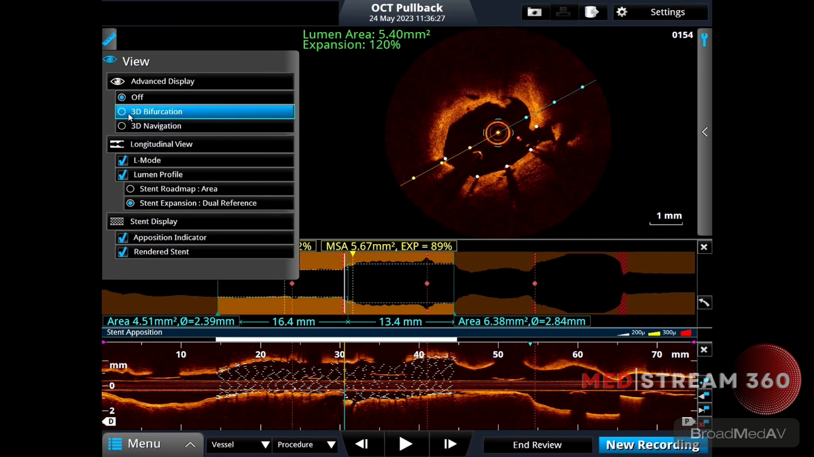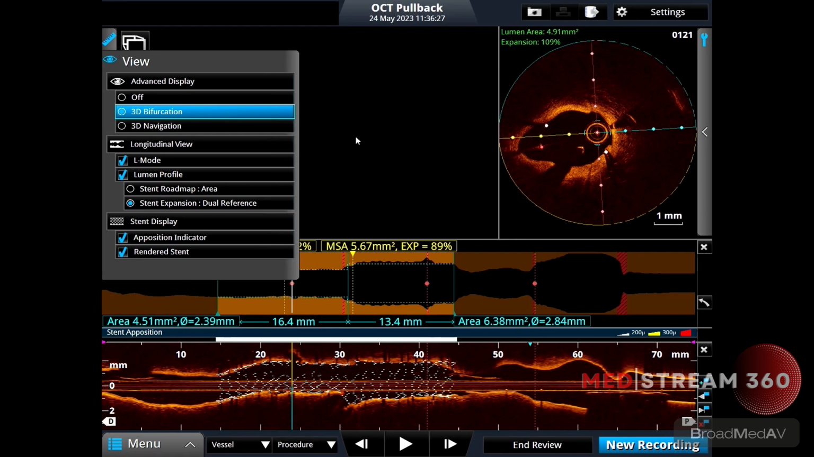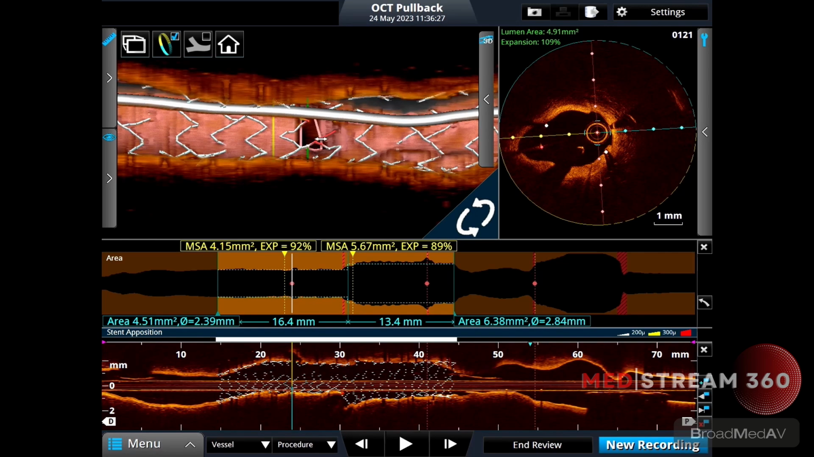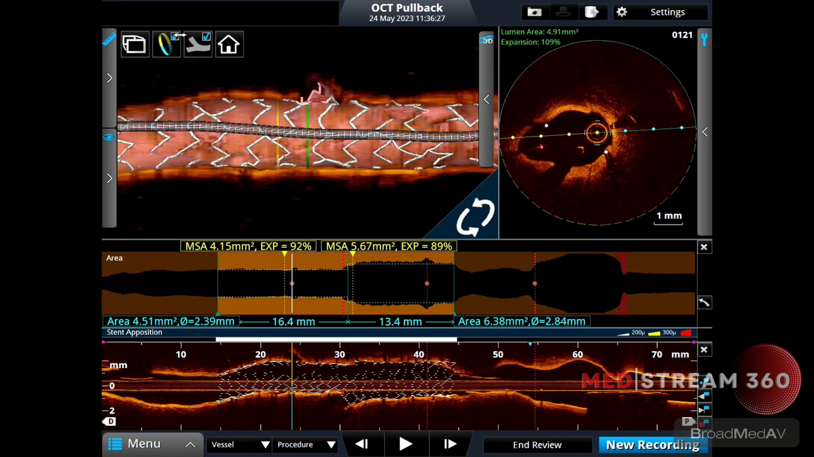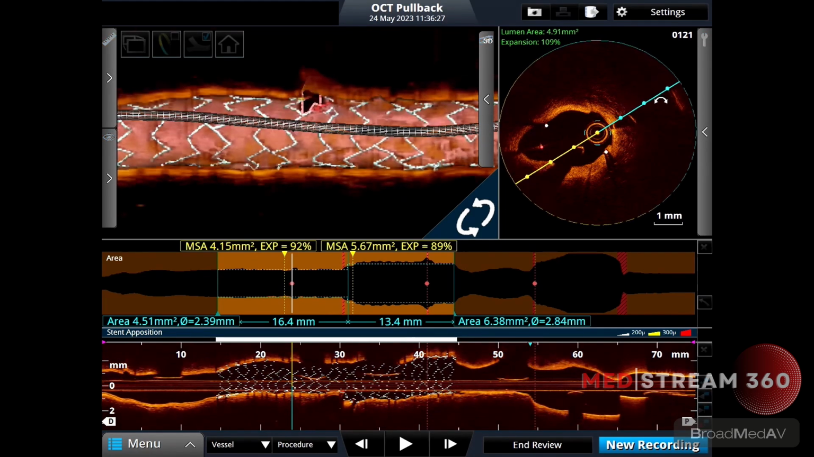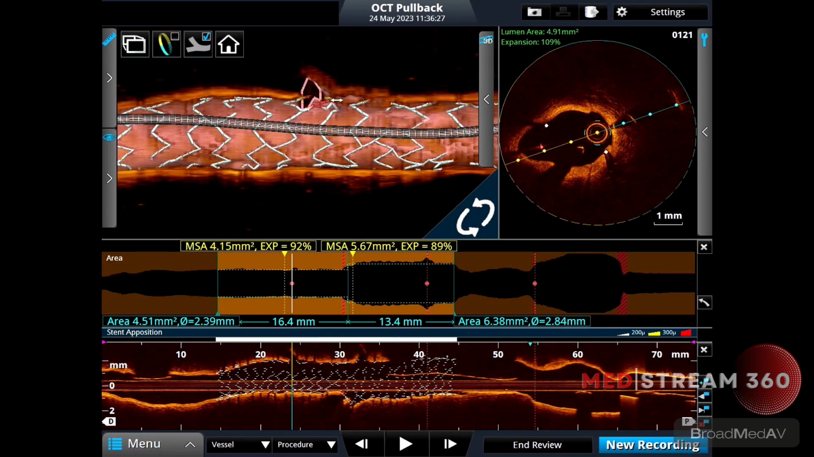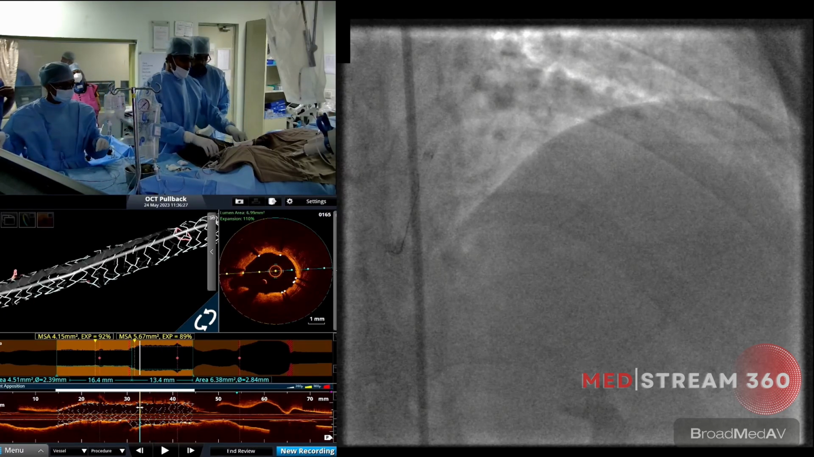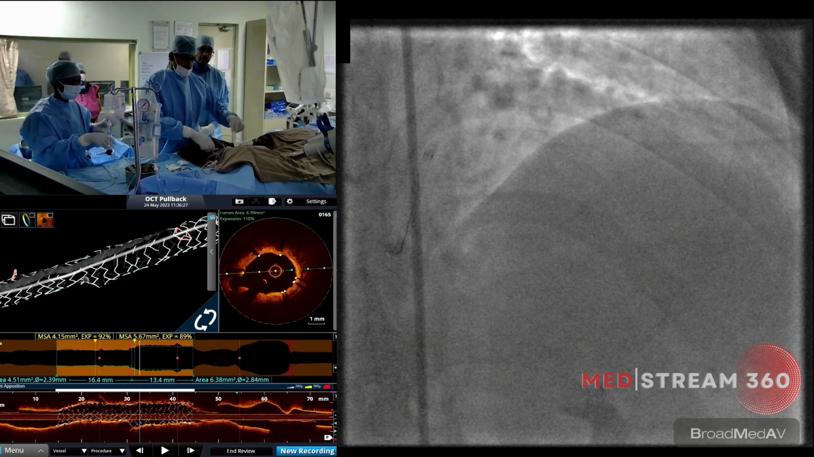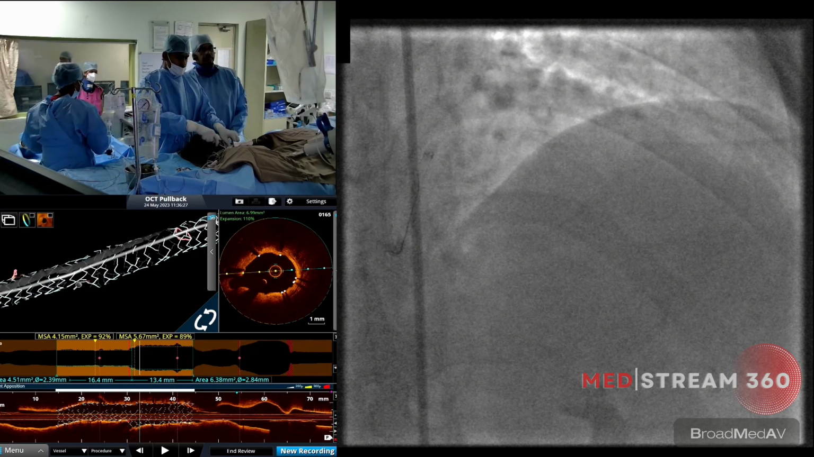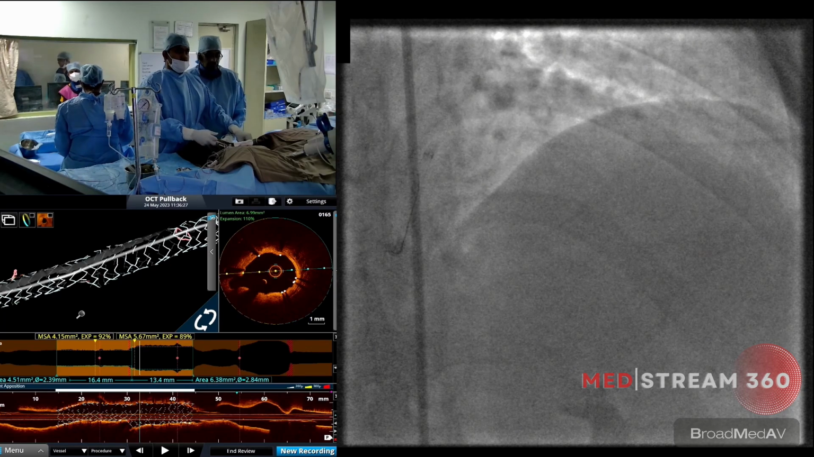So let's check with the 3D bifurcation software. Here we can see clearly the ostium is nicely opened, and if you rotate and see here, you can see the diagonal. I think the diagonal is nicely open here. Another important thing I want to show you is this: because of the kissing, we can see how nicely the strut is opened in the stent only view. So for future access of the diagonal, it is good.